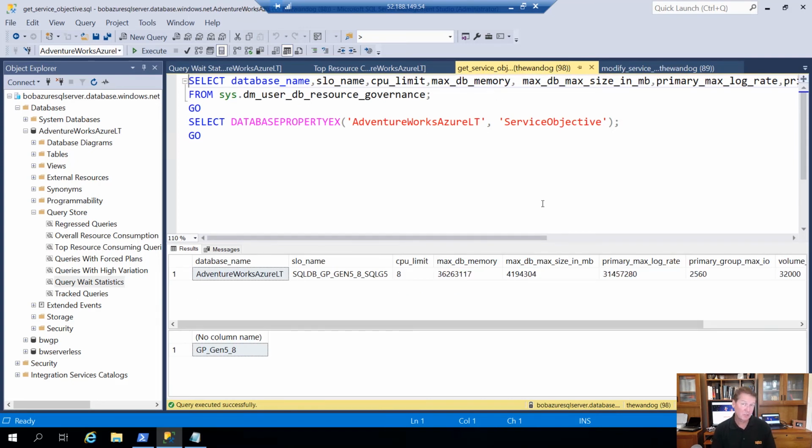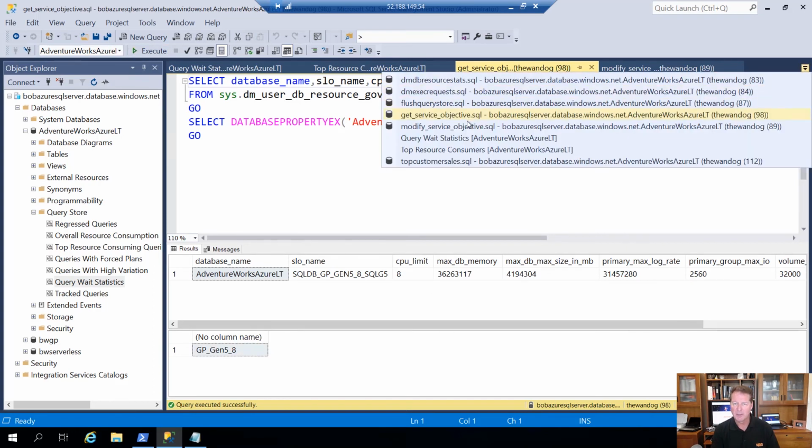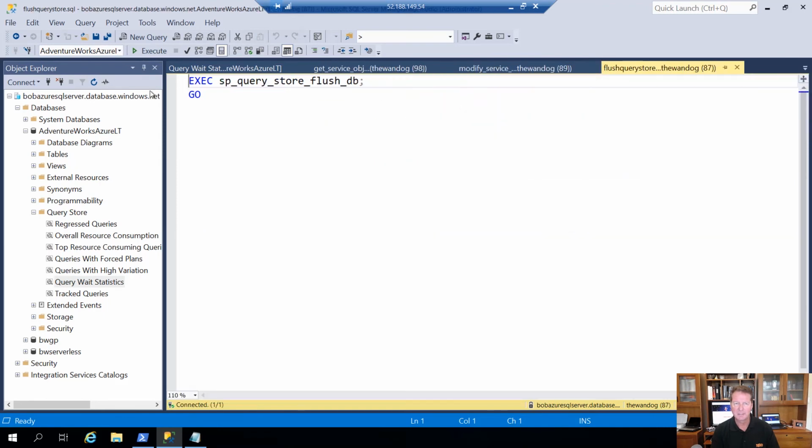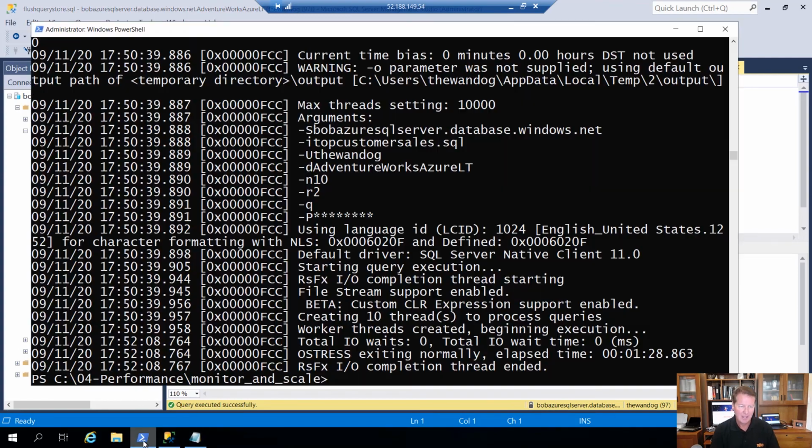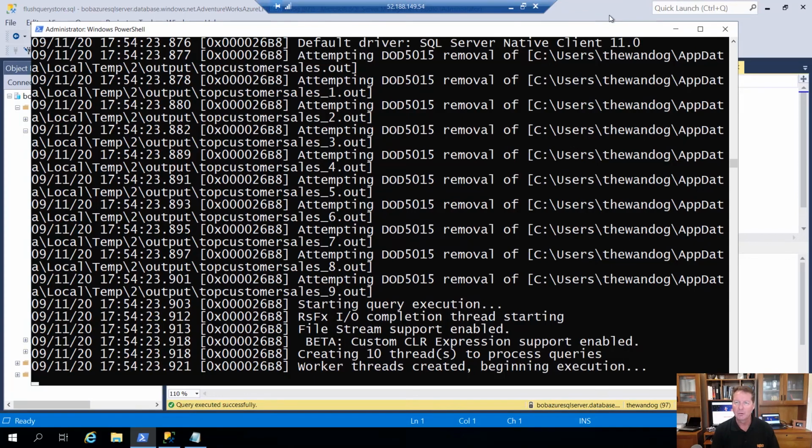Now again, after a minute or so, you can see by running this DMV again, I'm now up to those 8 vCores. Now, in order to see performance information, I'm going to flush the query store to disk to make sure I get the right performance statistics to show you this comparison. And I'm going to kick off this workload again. Again, it's just using the common OStress tool.